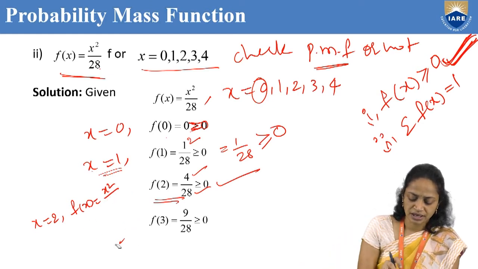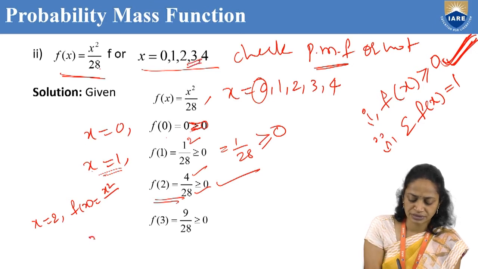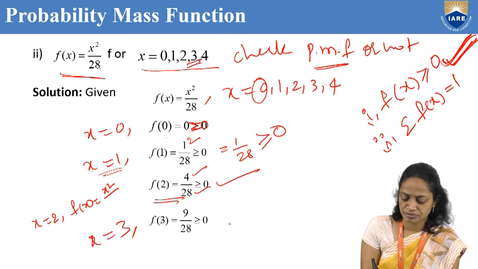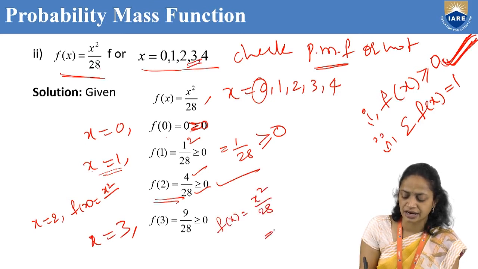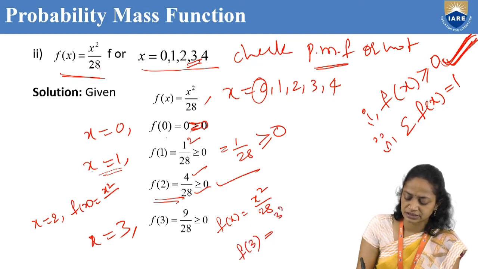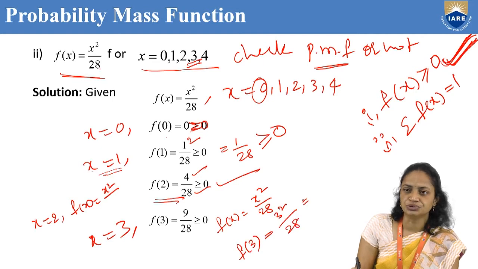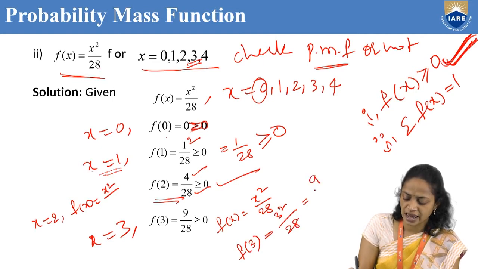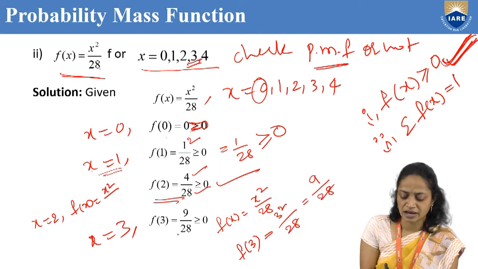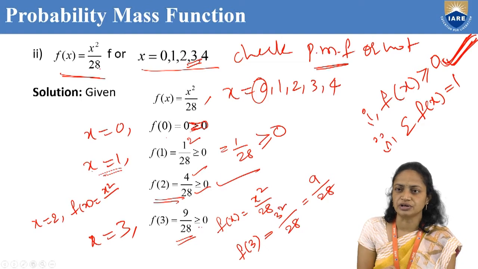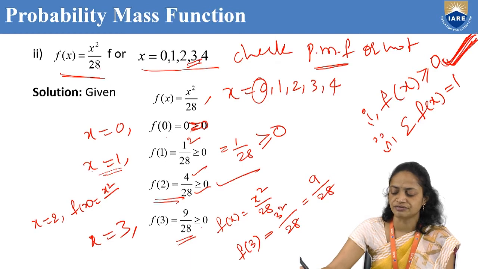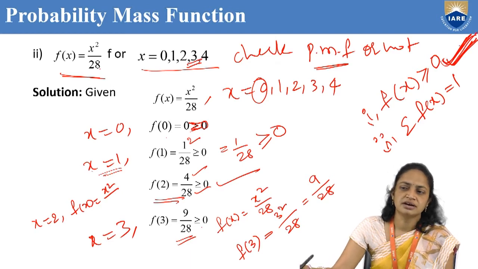So, next one is if we substitute x equal to 3. What is our function? x square by 28. In place of x, we have to substitute 3. So that means 3 square by 28. 3 square is 9, so f of 3 equal to 9 by 28. That is greater than or equal to 0, which means it satisfies our first condition of probability mass function.